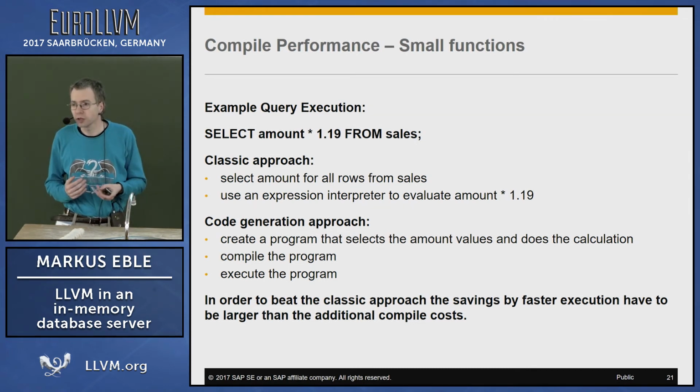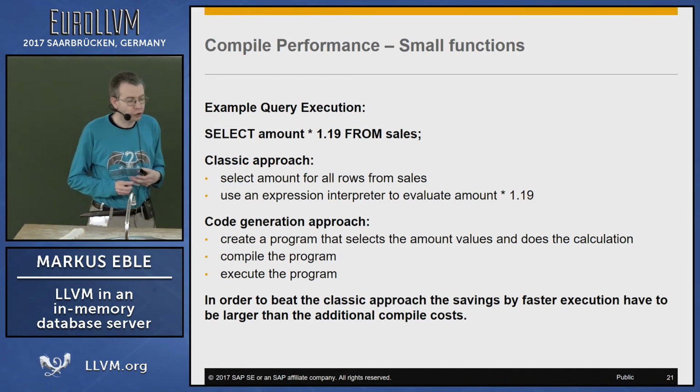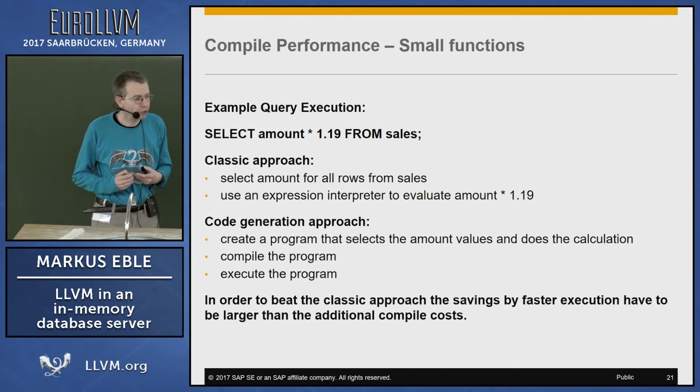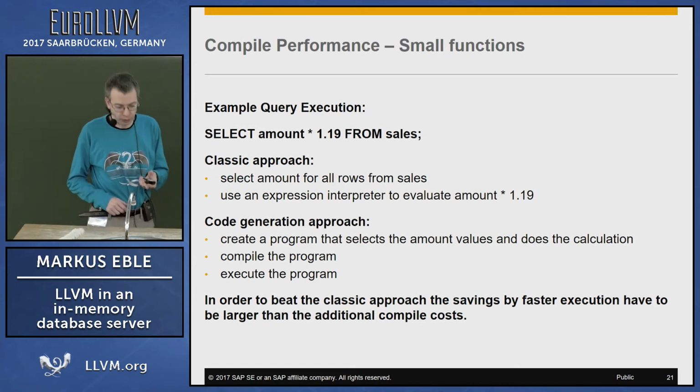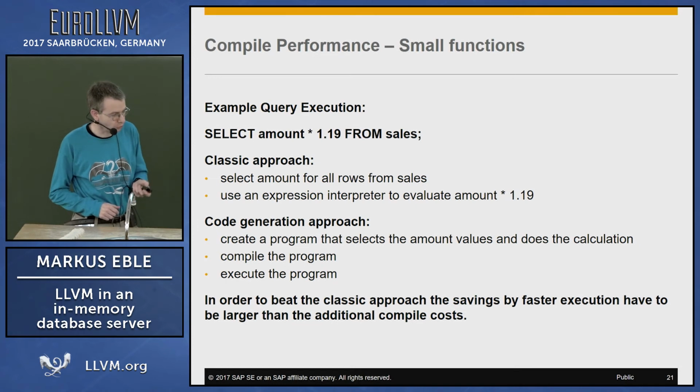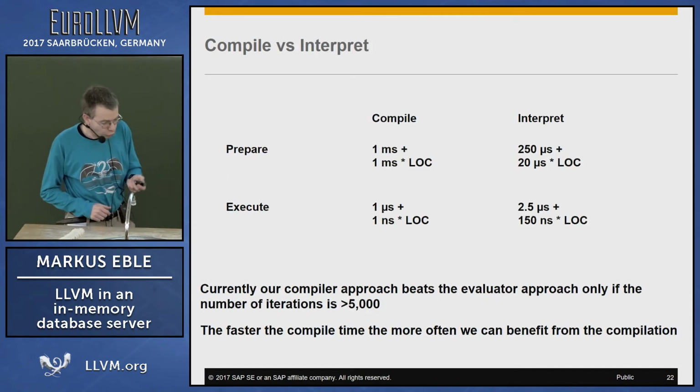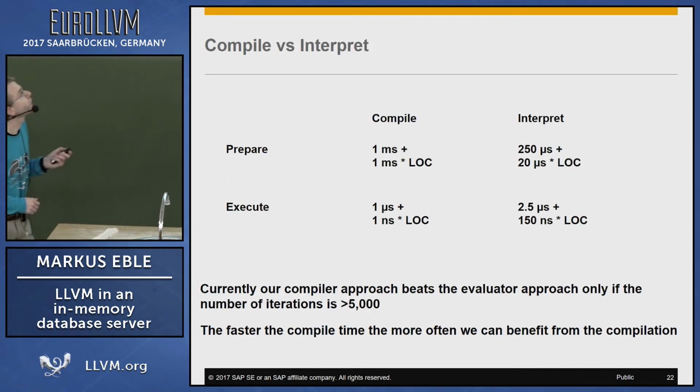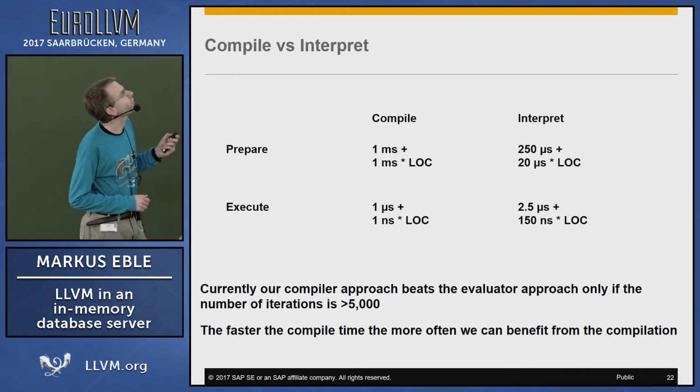And for sure, this is at runtime significantly faster than interpreting these things. But in order to really benefit from the compiled approach, you also have to amortize the compile cost. What costs do we currently see? In our intermediate language, we see about 1 millisecond compile time per line of code. That's about 200 microseconds per LLVM-IR instruction.